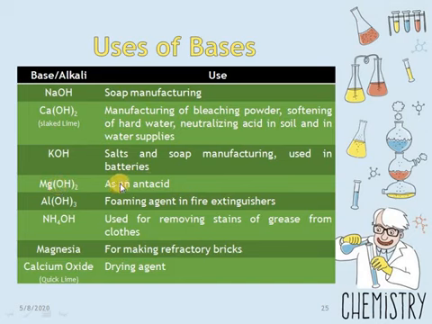Magnesium hydroxide is used in antacid. Aluminium hydroxide is used as a foaming agent in fire extinguisher. Ammonium hydroxide is used for removing stains of grease from clothes. Magnesia is used for making refractory bricks. Calcium oxide is used as a drying agent.